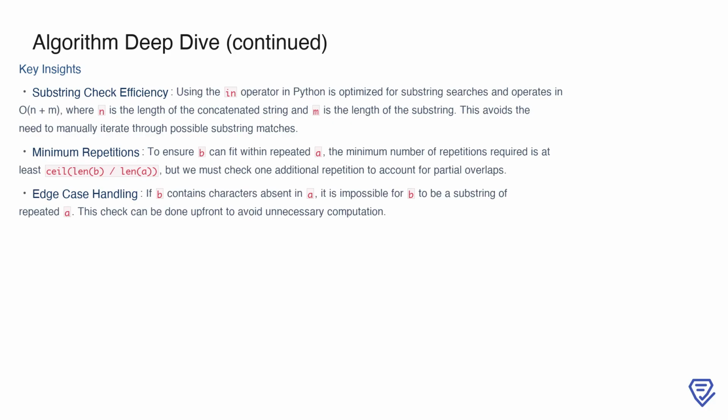Another important insight is the calculation of minimum repetitions. To guarantee that b can potentially fit within repeated a, we must repeat a at least the ceiling of the division between the lengths of b and a. We also add one extra repetition to handle cases where b overlaps across the boundary of repeated a. Finally, checking for edge cases up front, such as whether b contains characters that are absent in a, allows us to terminate early in scenarios where forming b is logically impossible. These insights collectively make the algorithm both efficient and robust.